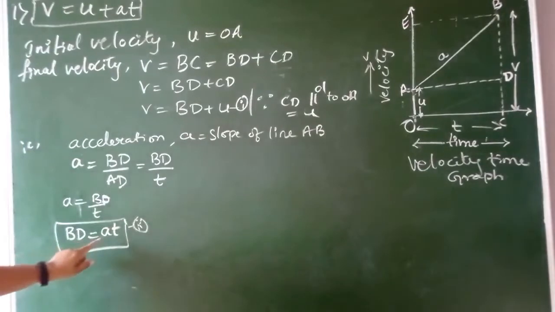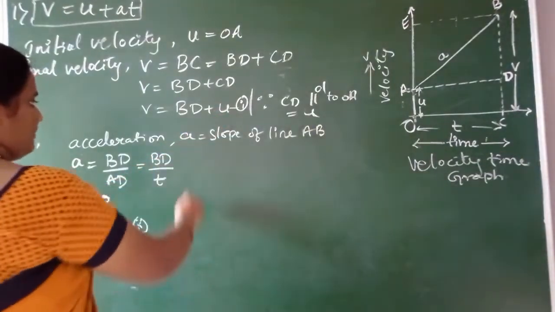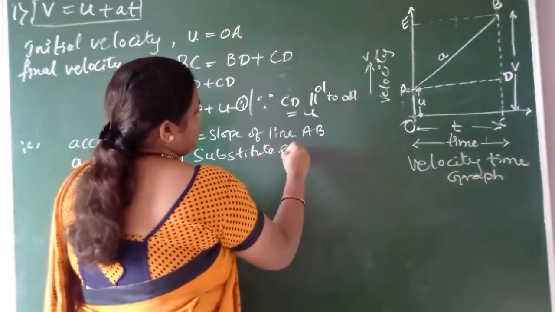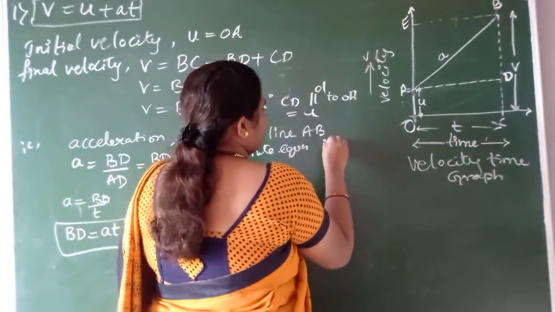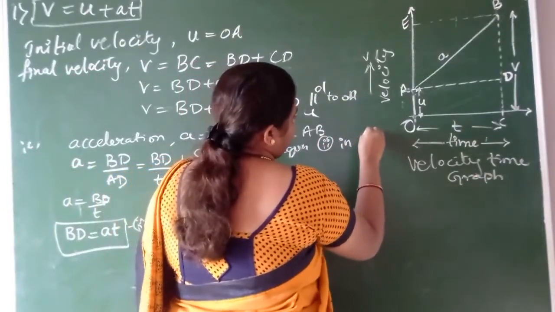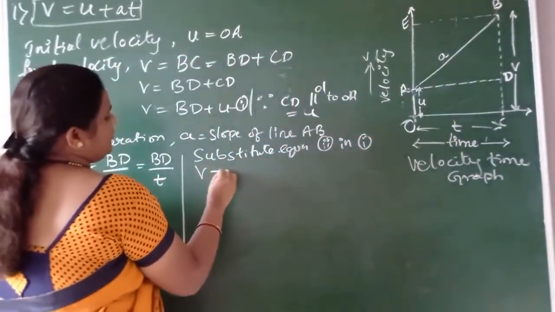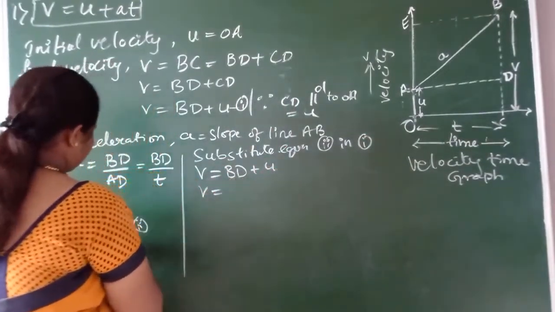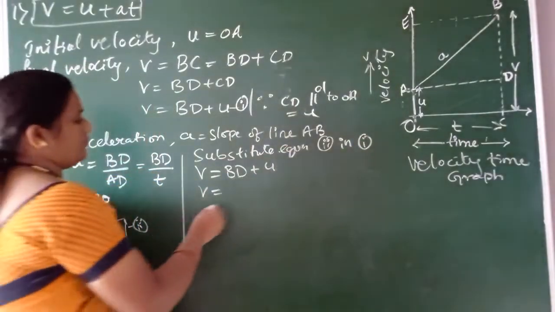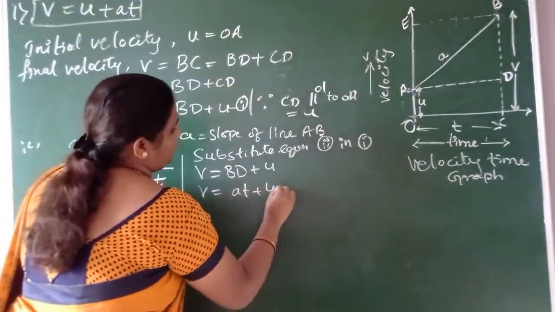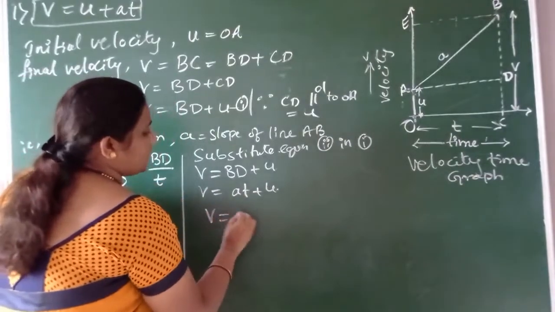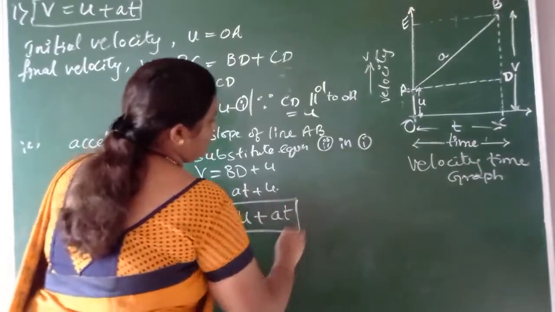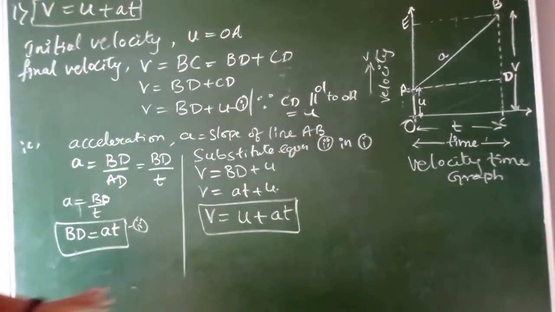Substitute this BD value in equation 1, children. That is, substitute equation 2 in 1. What will we get? V is equal to BD plus U. What is the BD value? It is AT, children. So V is equal to AT plus U, which can also be written as U plus AT. This is what we wanted to calculate. Is it fine, correct?